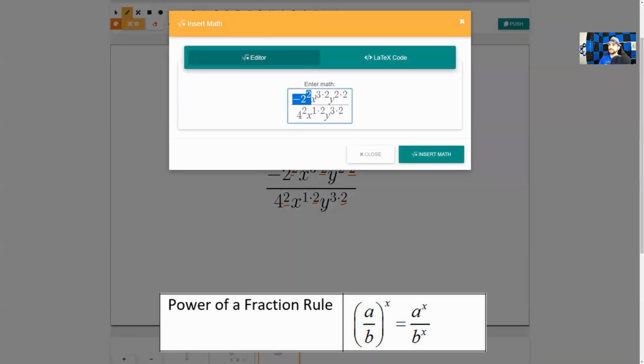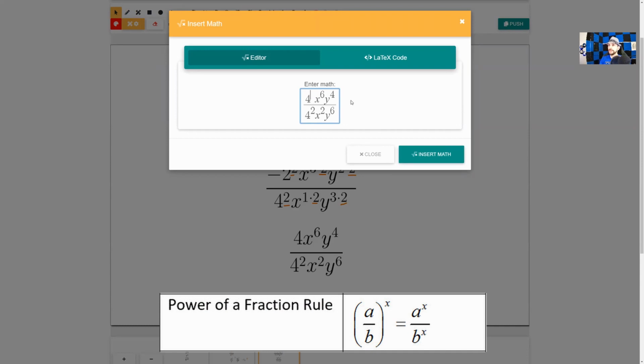So negative 2 squared is 4. X to the 3 times 2 is x to the 6th. y to the 2 times 2 is y to the 4th. I'm going to leave 4 squared for now because I can blatantly see a 4 in the numerator and denominator. X to the 1 times 2 is x squared, and y to the 3 times 2 is y to the 6th.